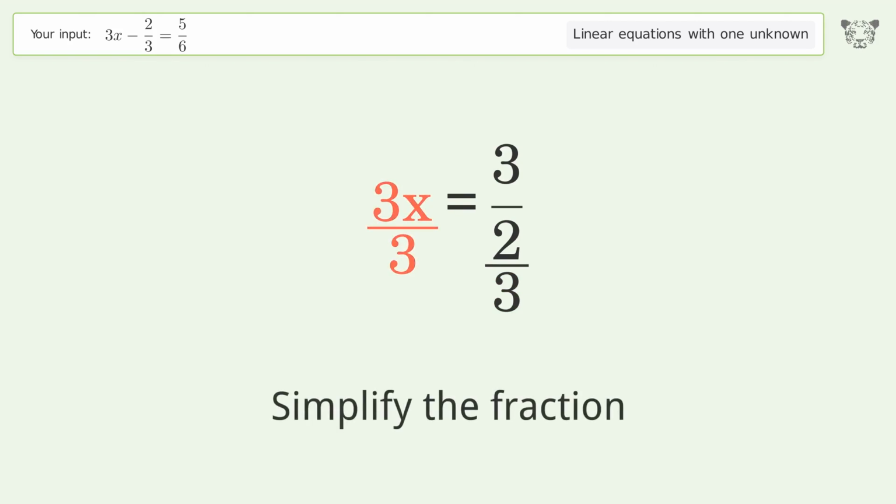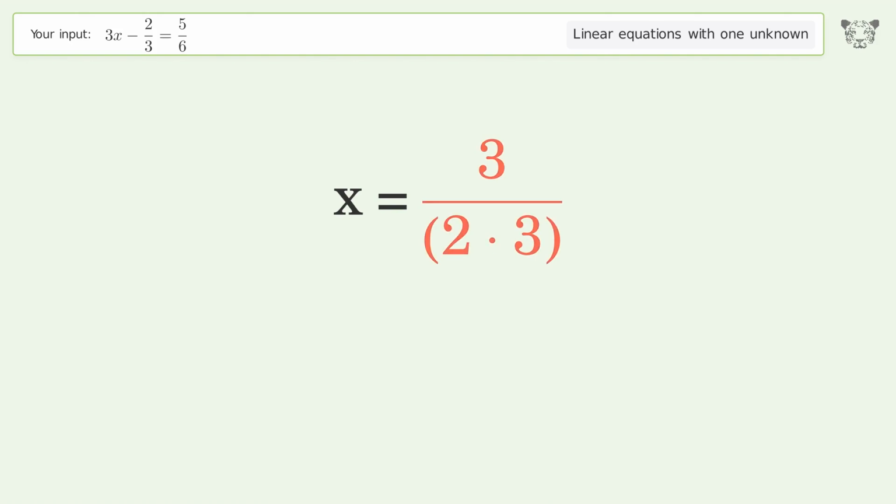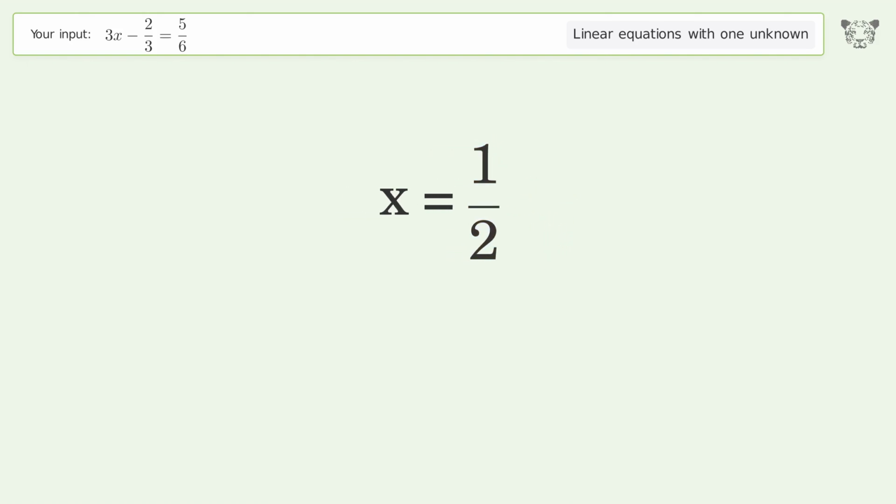Simplify the fraction. Simplify the arithmetic. And so the final result is x equals 1 over 2.